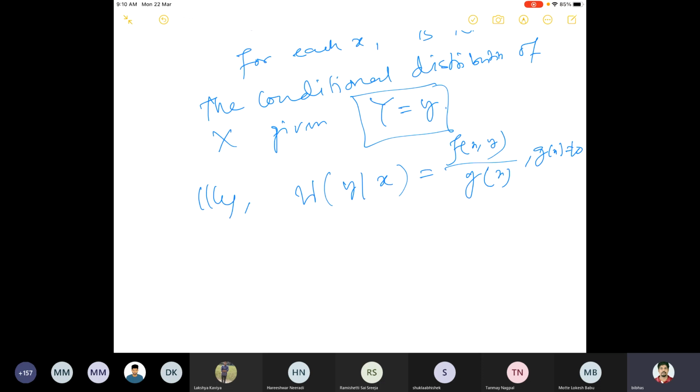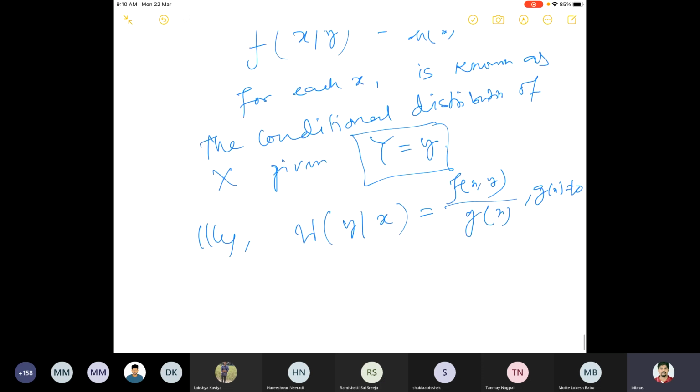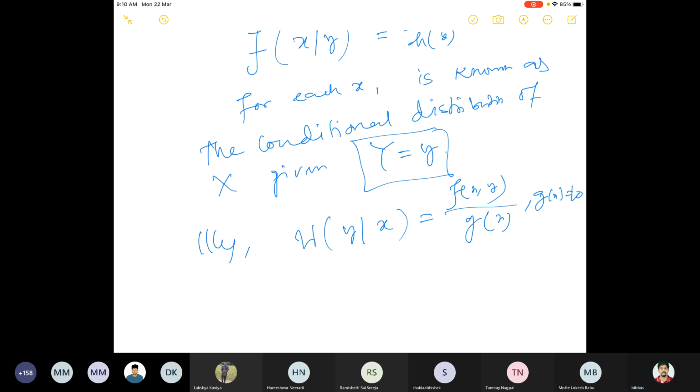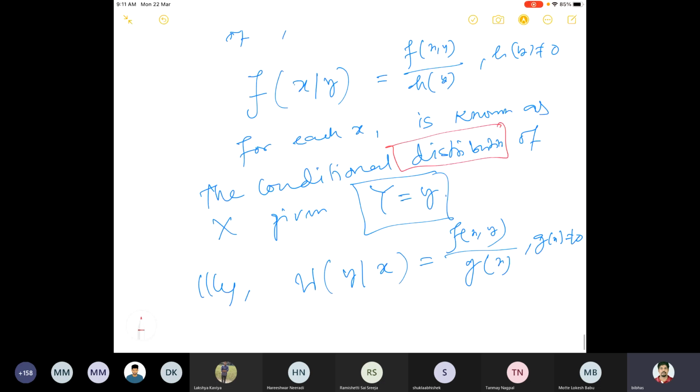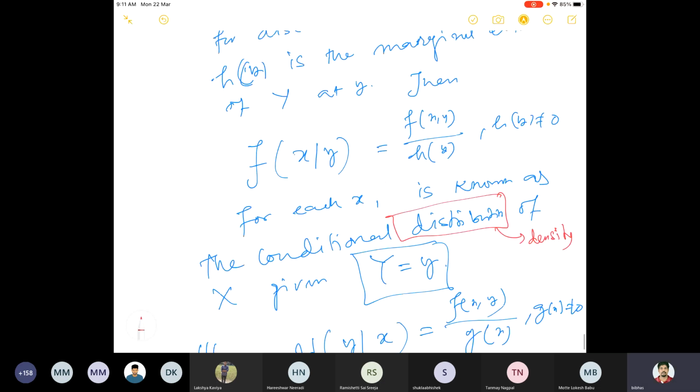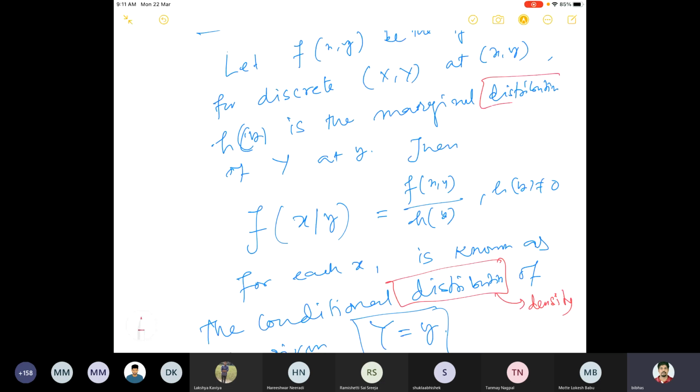Let me also define the same thing for the continuous case. For the continuous case, it is the same thing. Instead of distribution, you just have to say density. That's it. So instead of distribution here, we just have to say density, and then it is for the case of continuous.